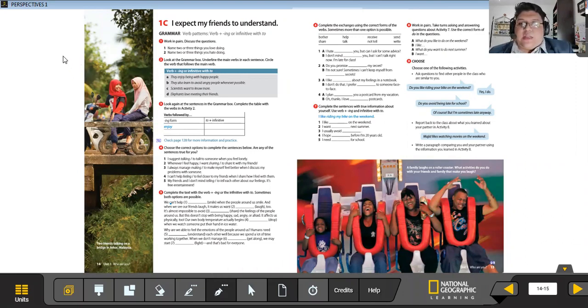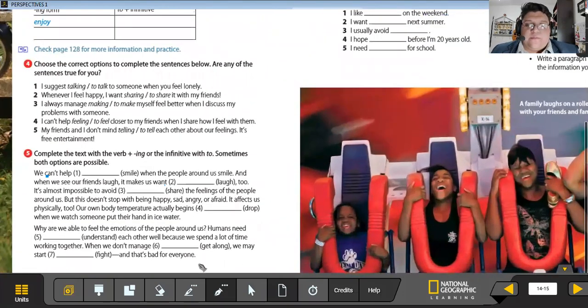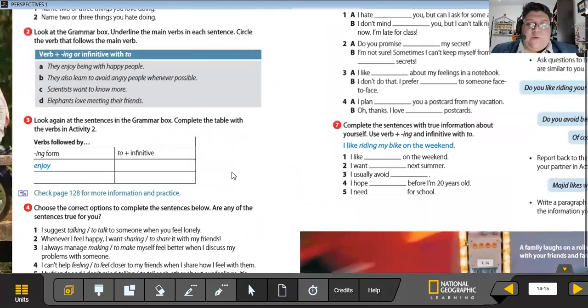Let's see. Can I write it down here? Nope. Let me put it right here. Oh, but let me get a little bit closer and move it up a little bit more.